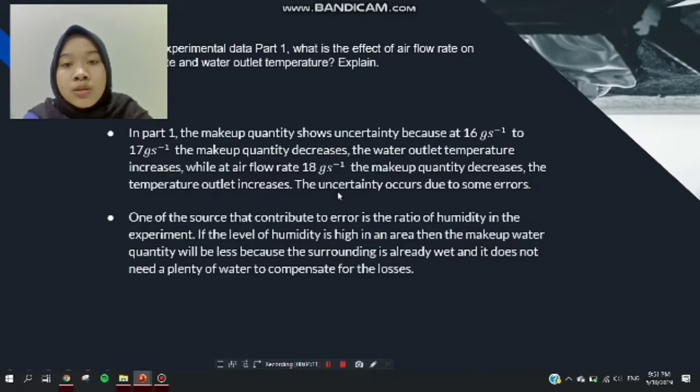The uncertainty occurs in some areas, and one of the sources that contributed to the error is the humidity in the experiment. If the level of humidity is high in an area, then the makeup water quantity will be less, because the surrounding is already wet and it does not need plenty of water to compensate for the losses.